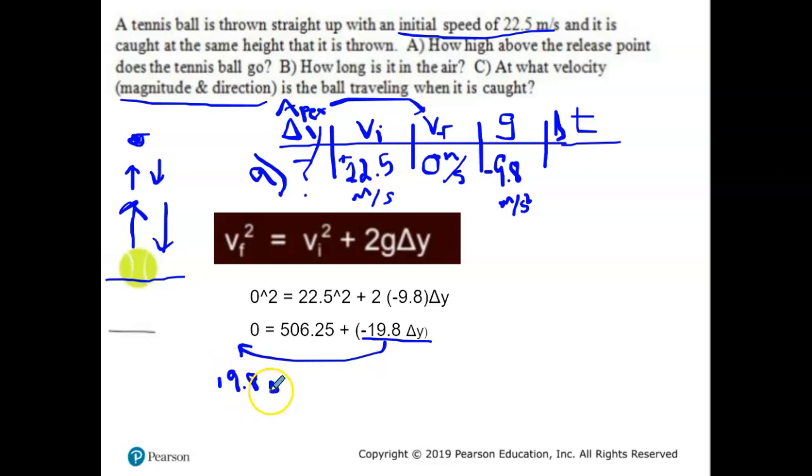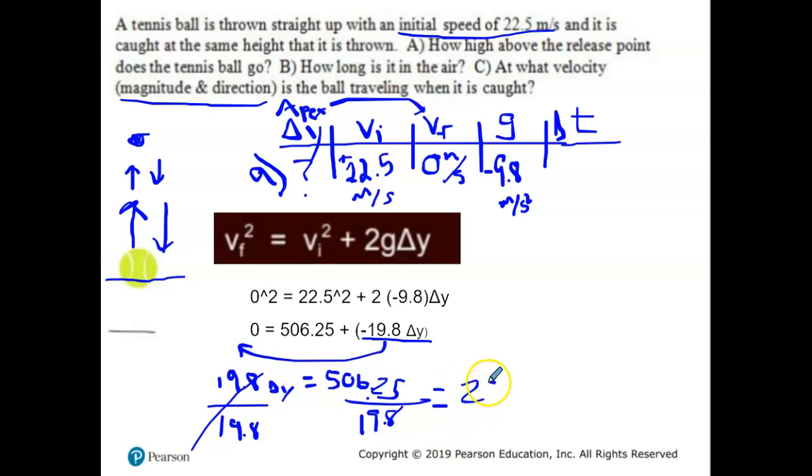delta y equals 506.25. And then we divide through by 19.8 on both sides. So that drops out. For your answer for delta y, you should get something like 25.83. It's a positive number. That's going to be in meters, so that seems pretty good. So that was part A.